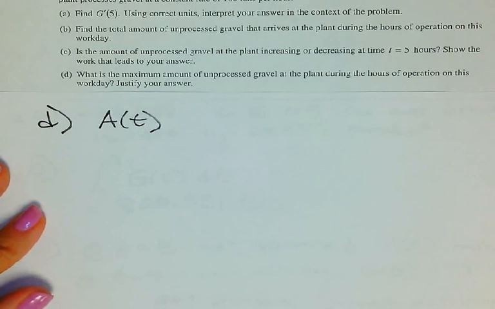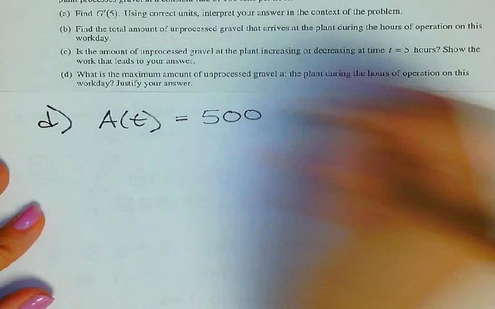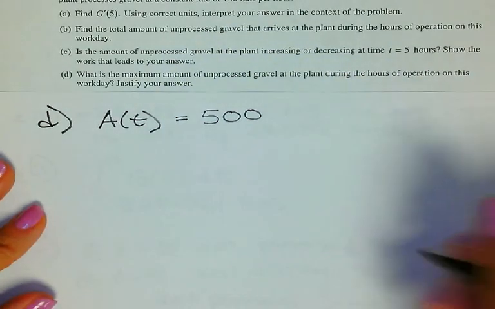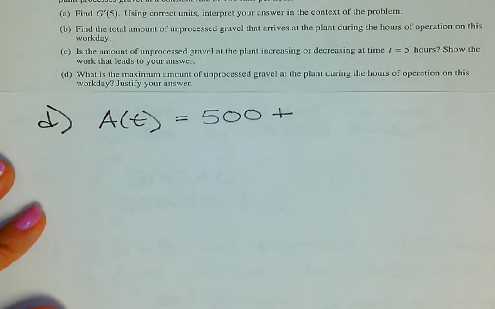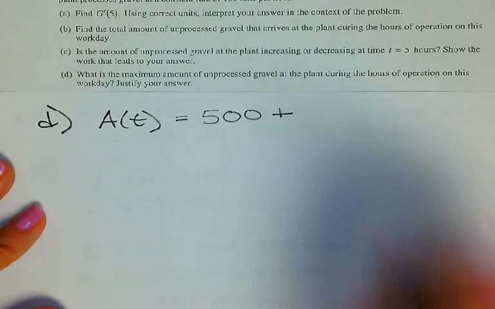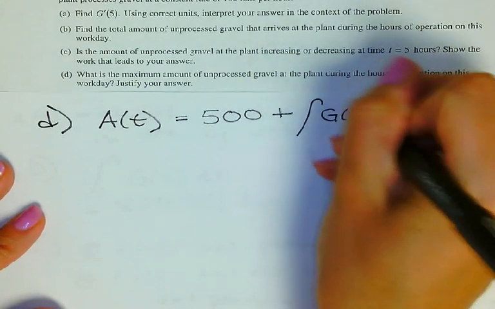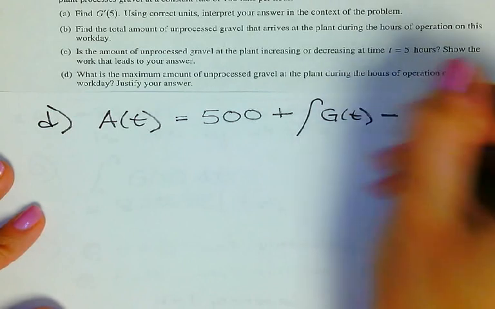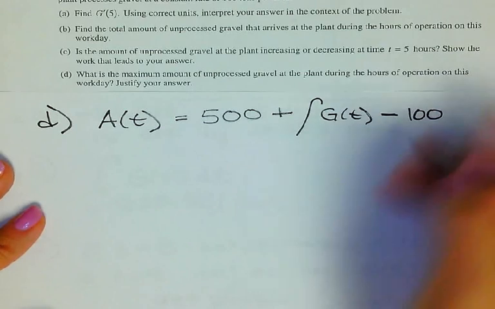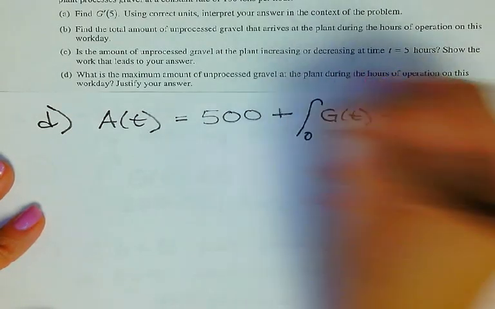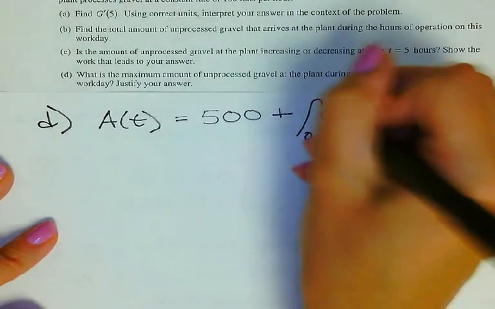So, all right, what's going on? So the amount of gravel at the plant at any time. Well, we started with 500, right? So then it's going to be plus however much arrives minus how much I'm processing. So that's going to be the integral, right? Because we're given the rate G of T, but then keep in mind, from that amount arriving, we need to subtract 100 tons per hour, because that is what's being processed throughout the day.